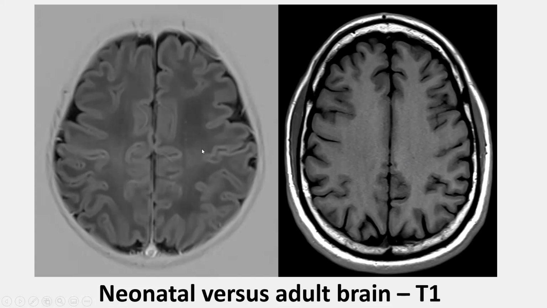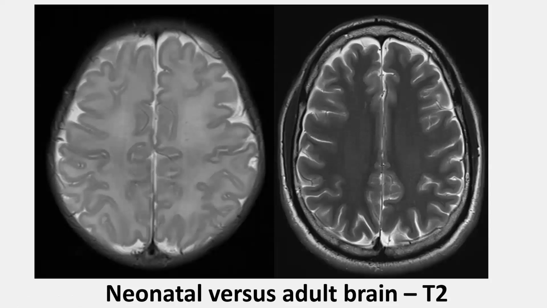How come? How to explain this difference? The reason is myelination. In an adult brain, white matter is completely myelinated. Myelin contains a lot of fat, and fat is hyperintense on T1 weighted images. In a newborn child, the brain is, for the most part, not myelinated yet, so it contains a lot of water and not so much myelinated white matter, which gives the brain, or at least the white matter of the brain, a hypointense appearance on T1 weighted images.